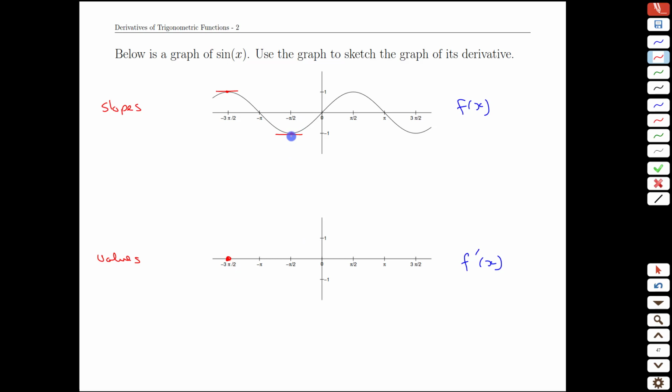Likewise, at this point here, the slope is 0. We're going to get a dot at value 0. And same thing here, peak and valley, slope of 0 means a value f prime of 0. What can we say in between those? Here we can say that f of x is increasing. The corresponding interpretation, or the way we visualize that on the derivative graph, well, if our function is increasing, our derivative is positive.